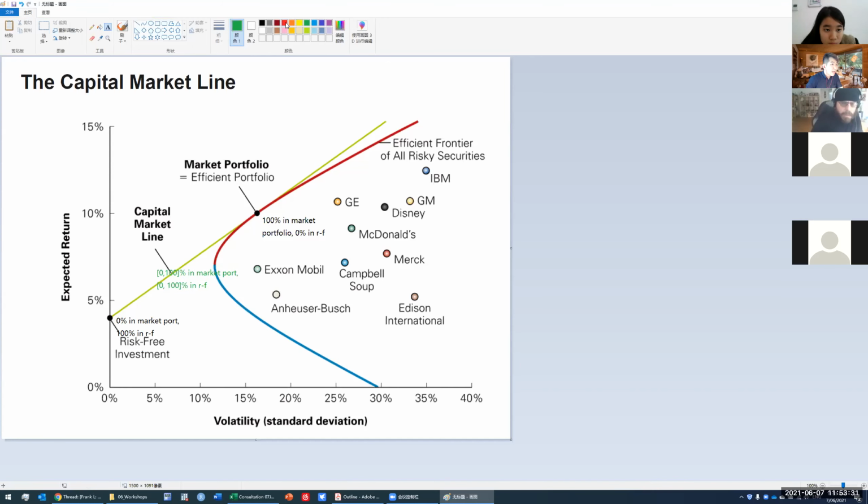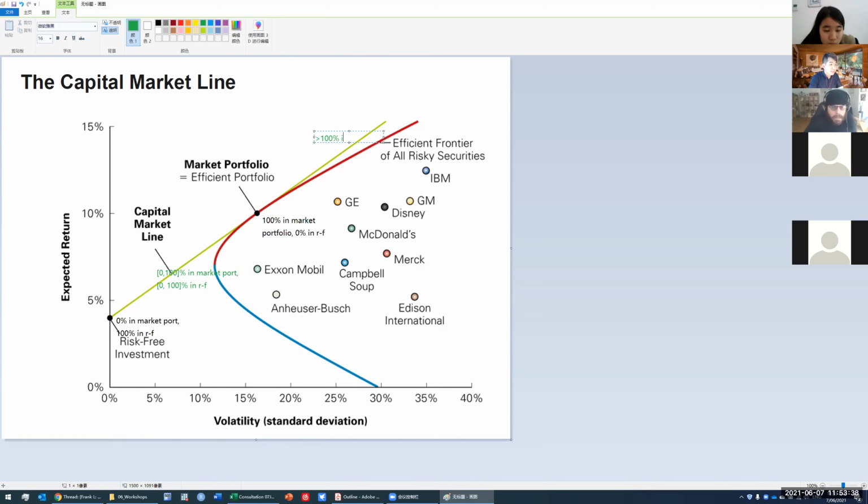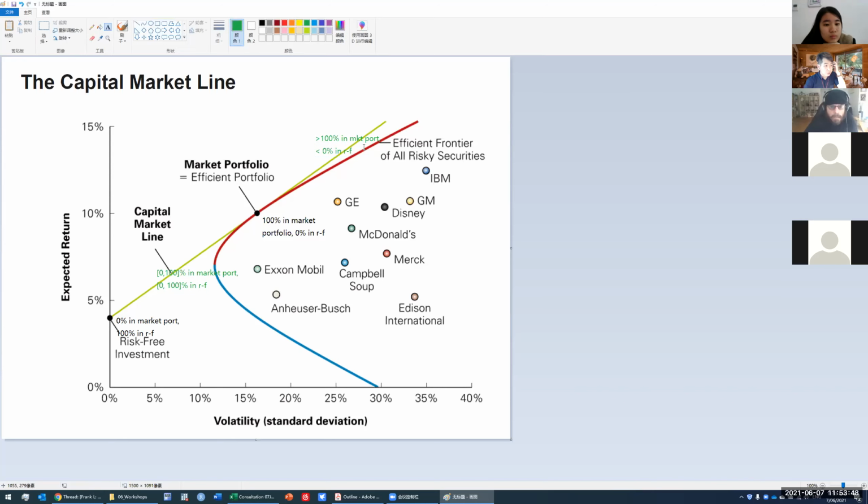And your question here is, how about here, right? This is above 100% in market portfolio, less than 0% in risk-free. And when we say less than 0%, it means that we borrow to invest. So in this case, we're able to buy more. Originally the maximum we can buy is 100% in market portfolio, but now we can actually borrow. This is quite common in reality. Let's say if I've got 100 grand to invest, I may actually borrow another 50 grand from the bank to invest.